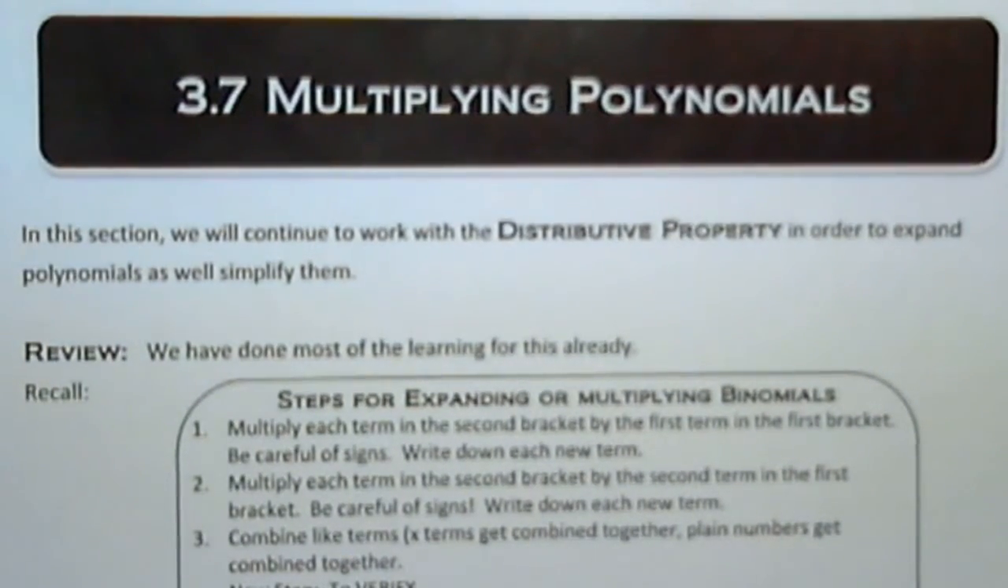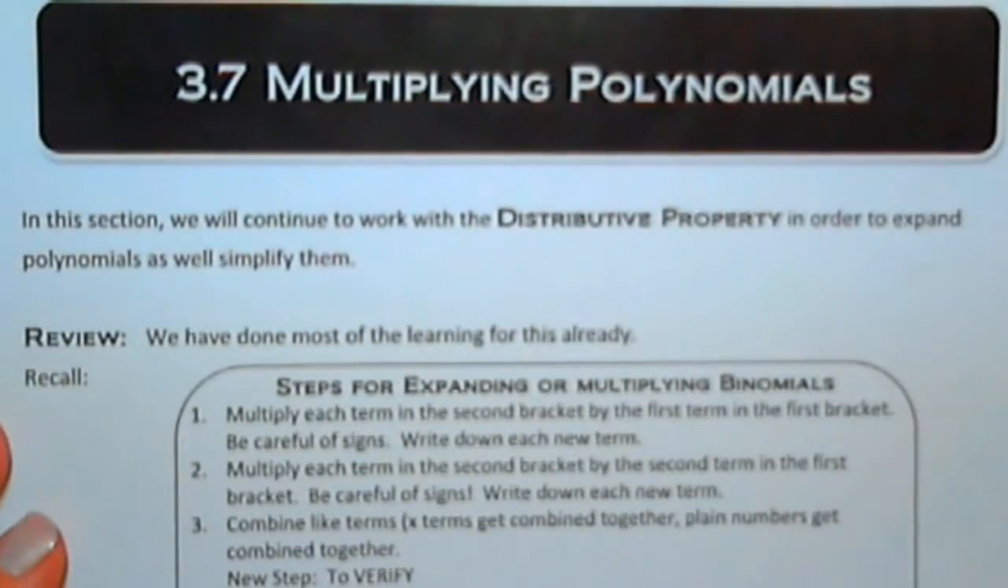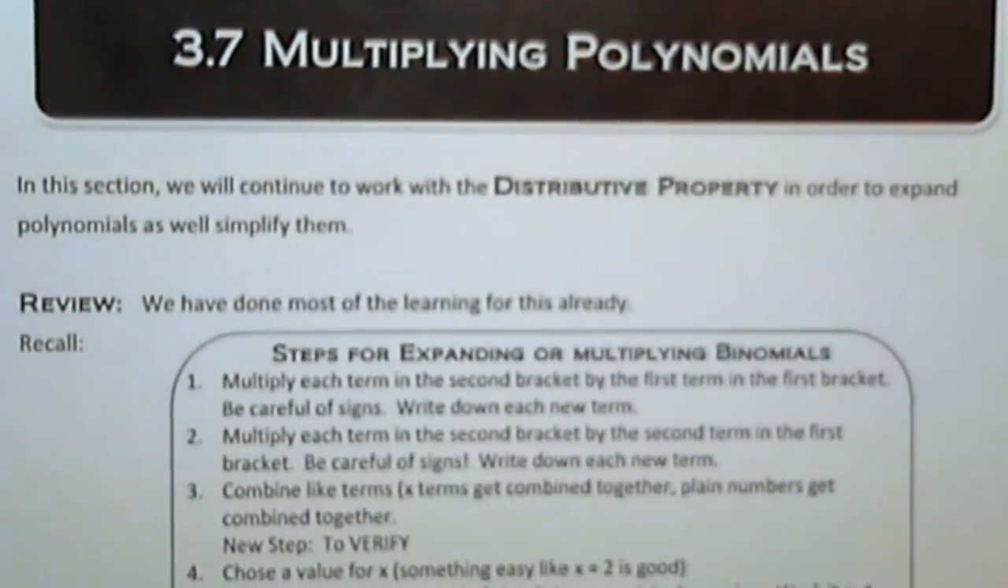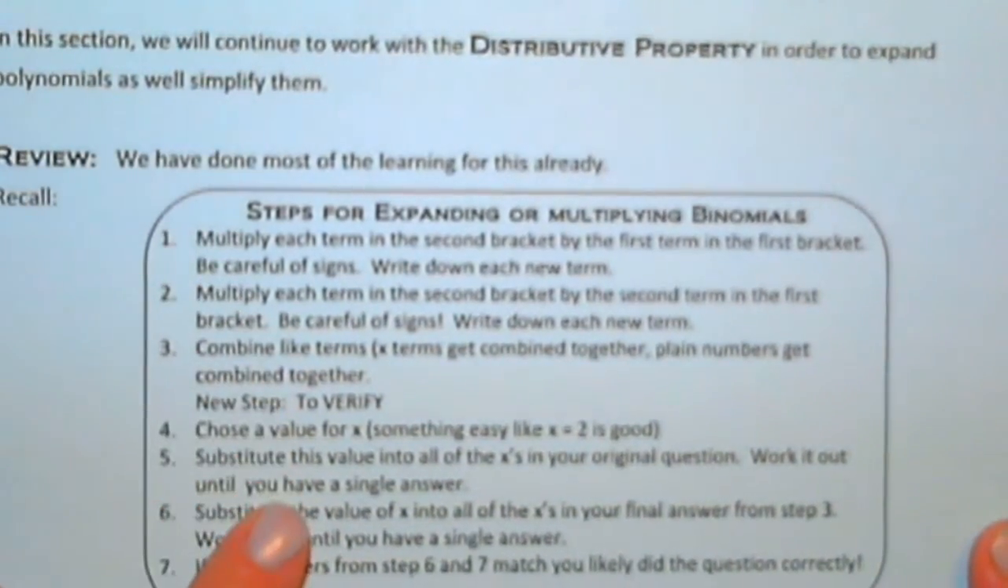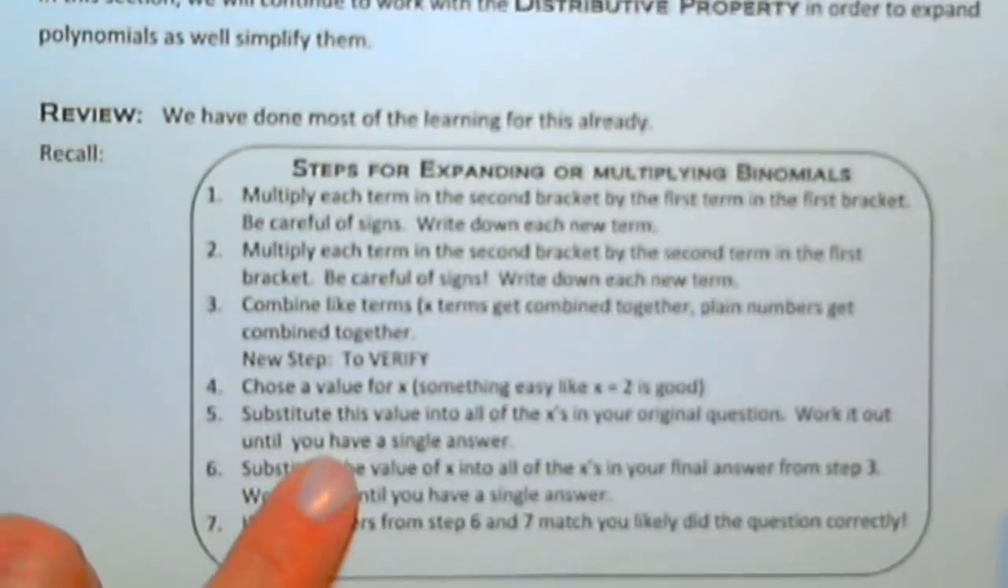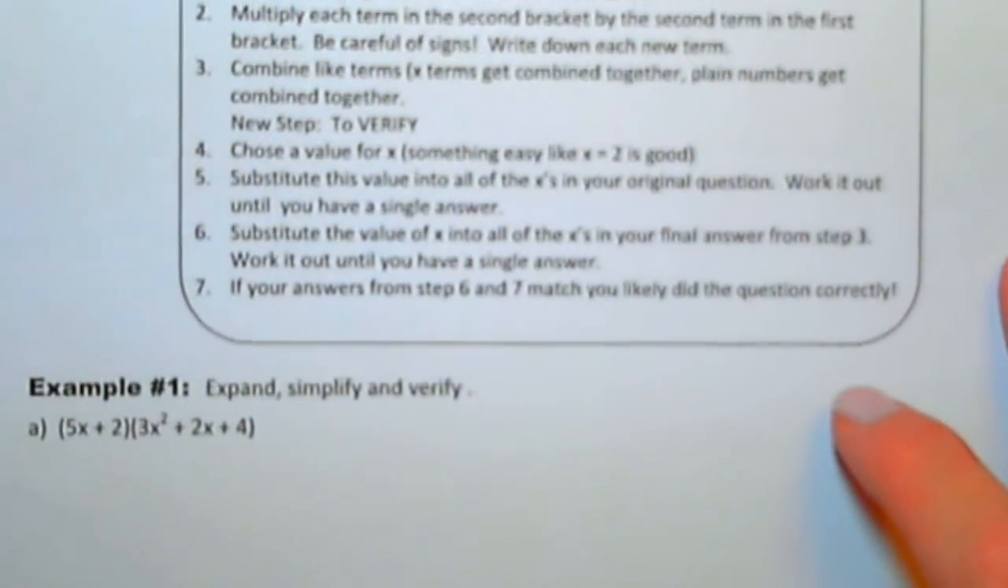This is section 3.7, and in this section you're going to learn a little bit more about multiplying polynomials using the distributive property. And you're going to find that what you've learned isn't going to be much more complicated today. So you have some steps up here. You can read through those if you're getting stuck. But let's just go ahead and start an example and I'll talk you through it.